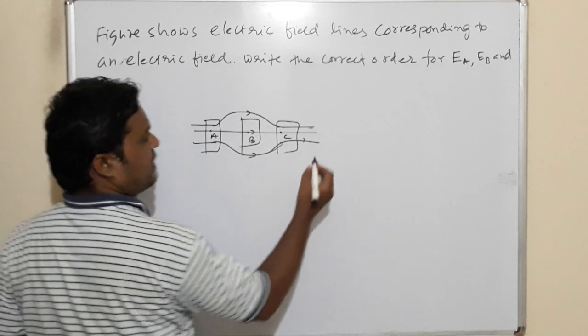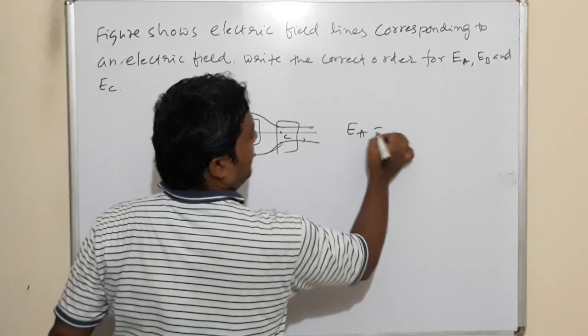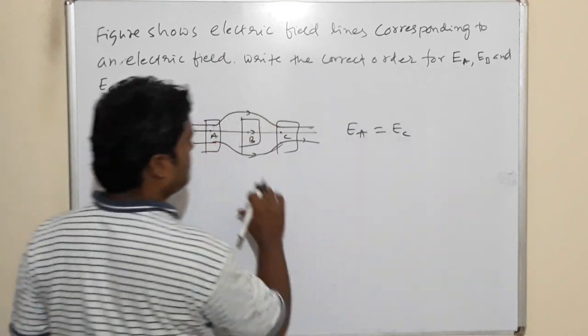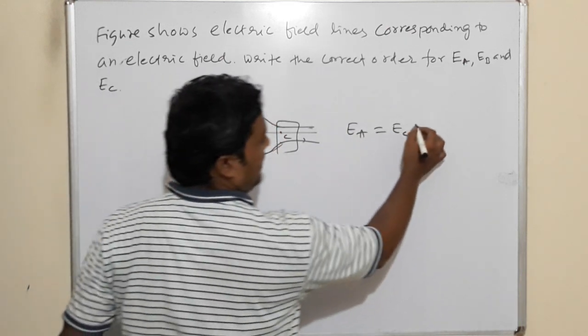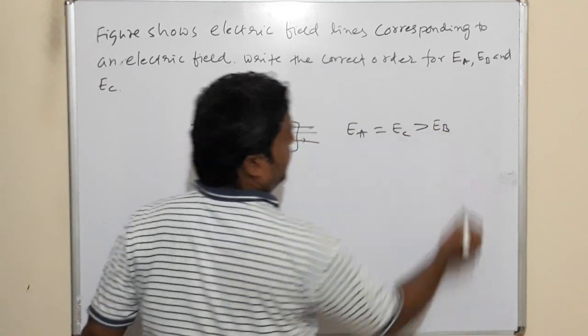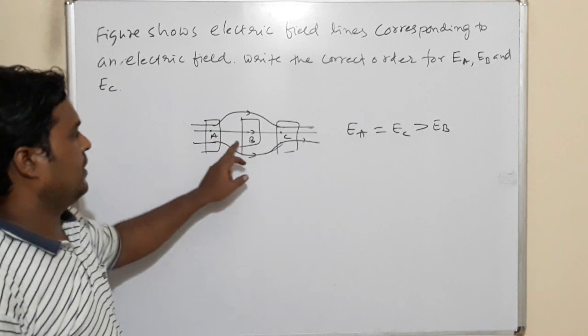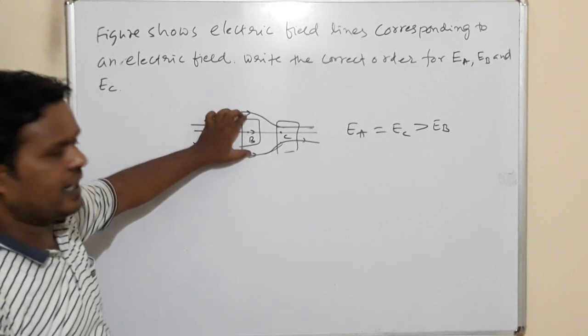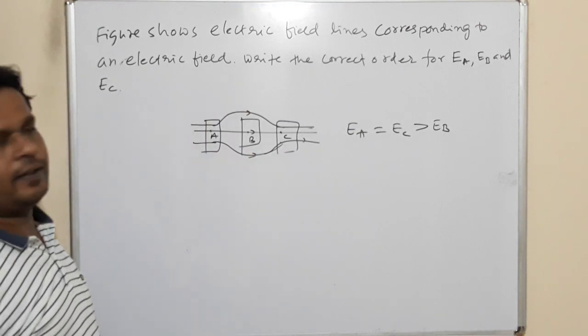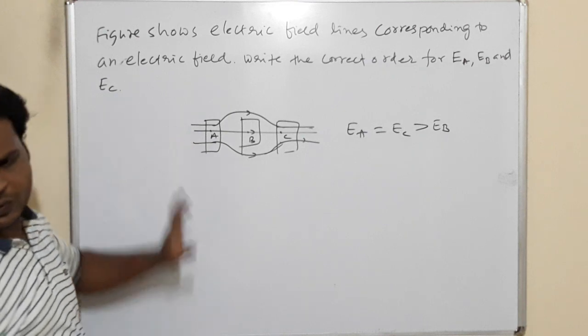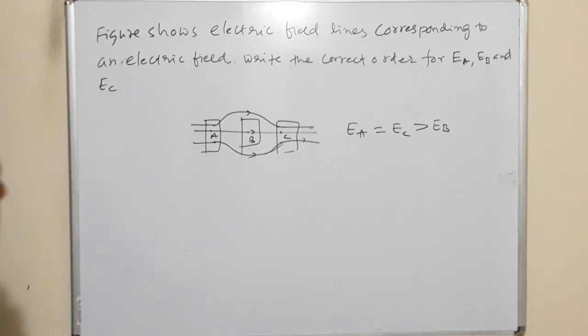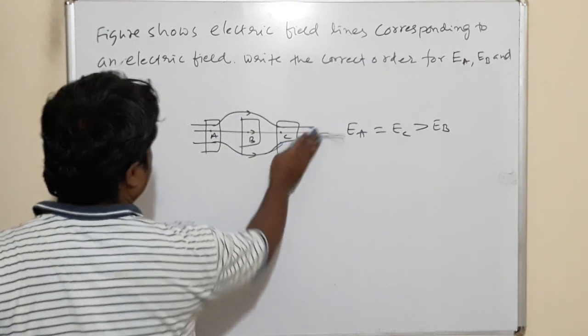That means what is the order? EA should be equal to EC. Here a smaller number of lines are there, so it should be less than EA and EC. These field strengths are equal. This is weak because the number of lines is less in a given area. This is an easy question. Then there is another we'll solve.